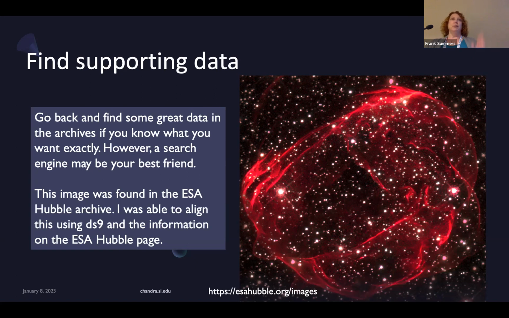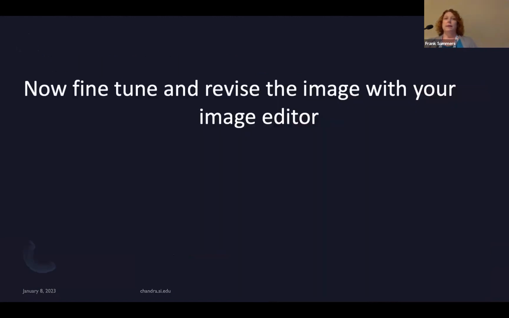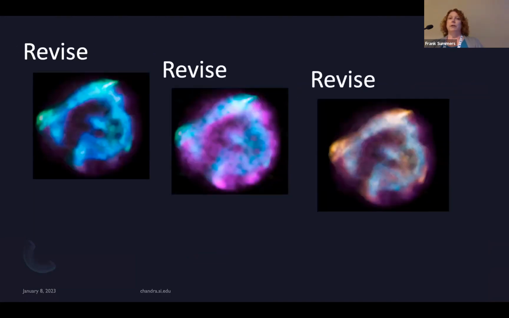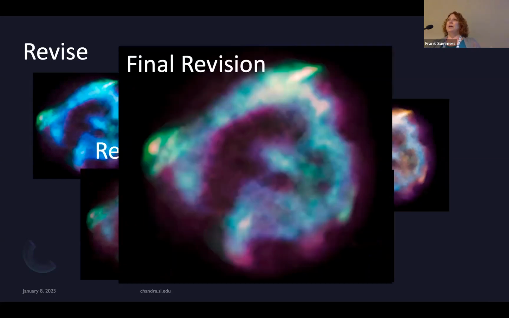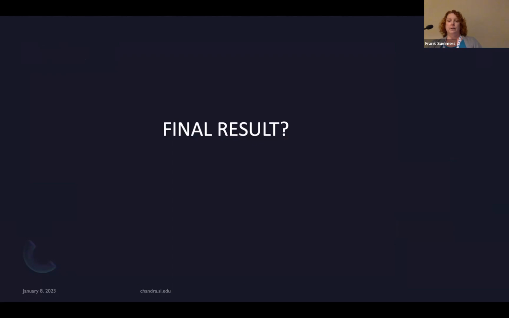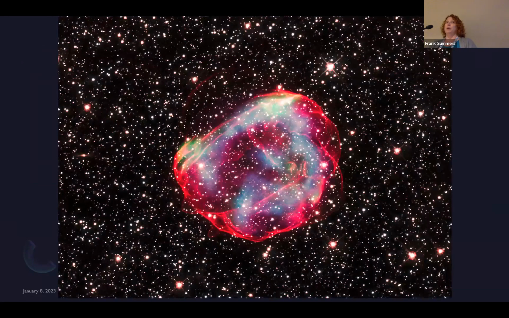Normally, we put our images with north up. Most of the Hubble and JWST images are oriented the prettiest way possible, which means on their pages, they actually show you the orientation. Very important. So now the job is to fine tune and revise with the editor that you like to use. I use Photoshop. So we revise, revise, revise, revise, revise, and we come up with something that we think works best for showing the science. And you put it all together, you get this incredibly beautiful image.